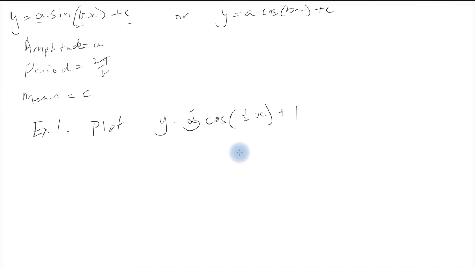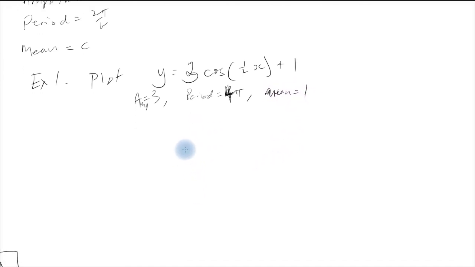Okay, well what I've got here is the 3 means the amplitude is 3. So let me just write this out. Amp is 3. The period is going to be 2 pi divided by a half, so the period is going to be 4 pi. And the average, the mean, is 1. Okay, so let's do all of those things.